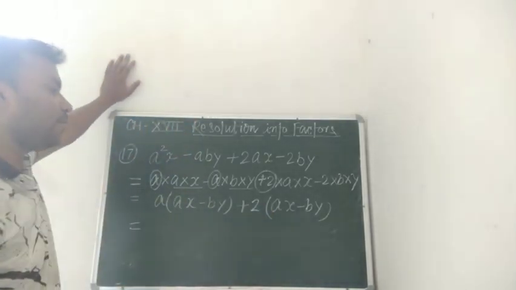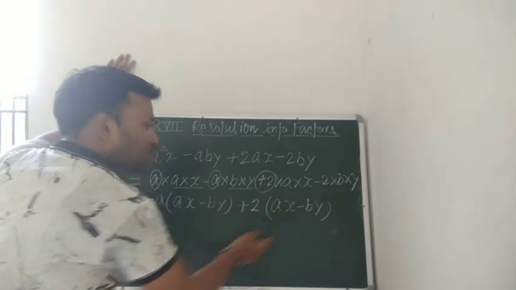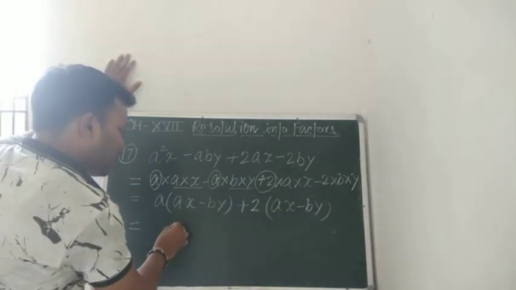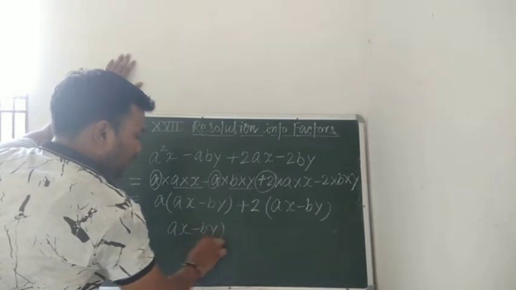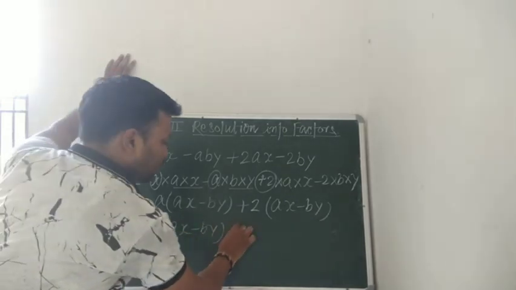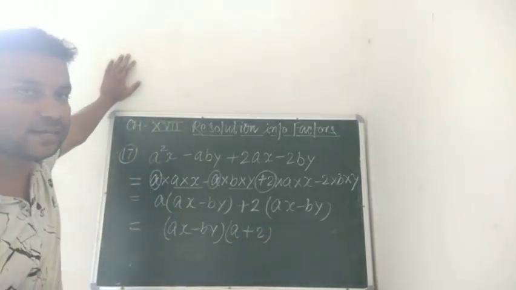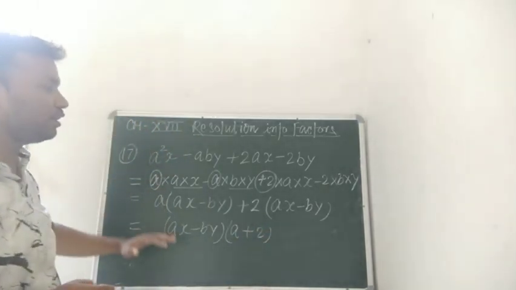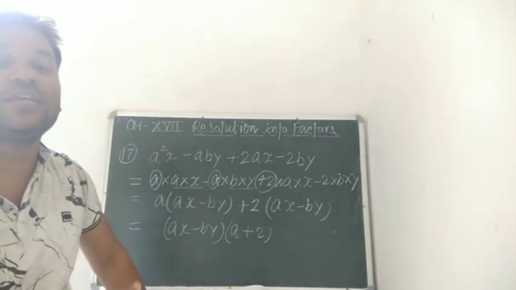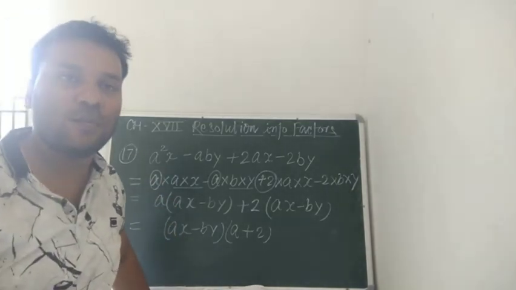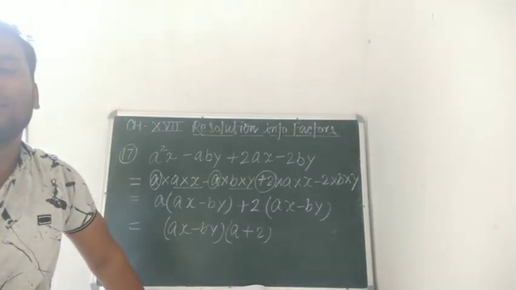Because it is very obvious that we will get the same compound factor in both places, we'll write again this compound factor as a common, ax minus by, and the rest of the terms, a plus 2, will be written in the second bracket, and that will be the resolution into factors of the given expression. So students, this is how we can solve such problems and save our time. That is for today's class.